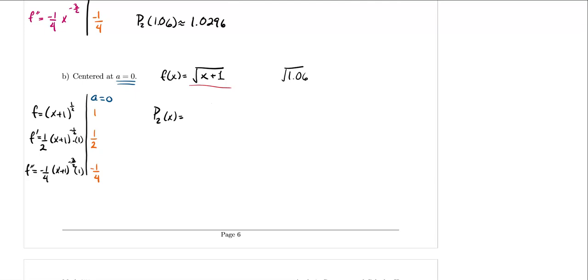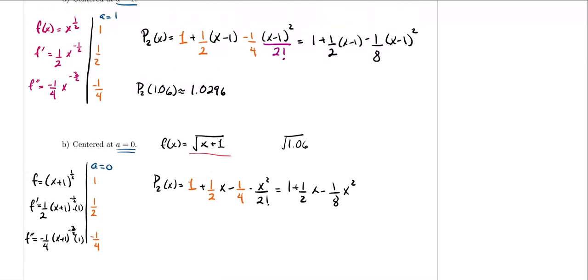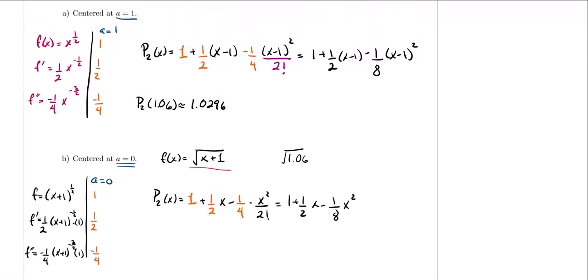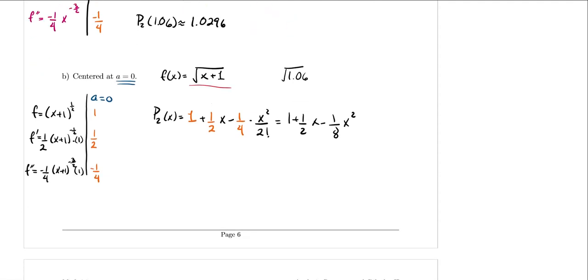Well, we're going to get here 1 plus 1/2 x minus 1/4 times x squared over 2 factorial, which is going to simplify to 1 plus 1/2 x minus 1/8 times x squared, which is looking very similar to our other function here. But are we going to be getting the same values for the approximation? Well, we will, but once more, we have to be extra careful here.